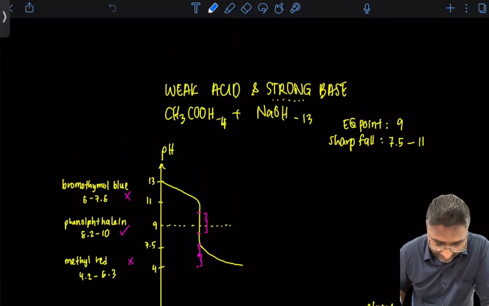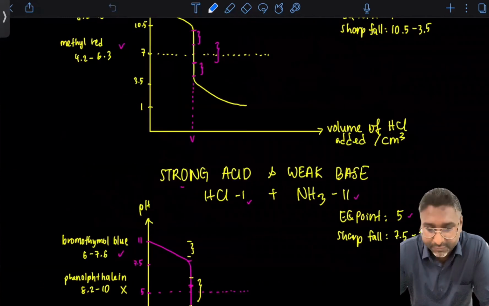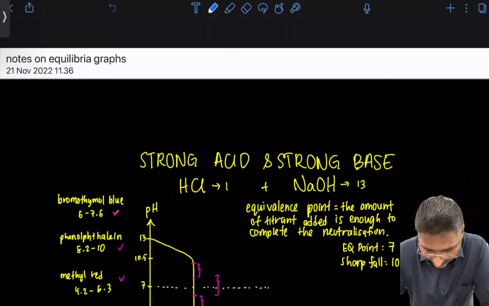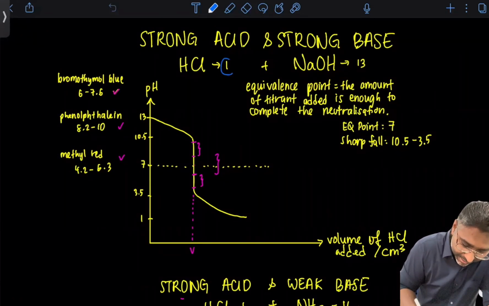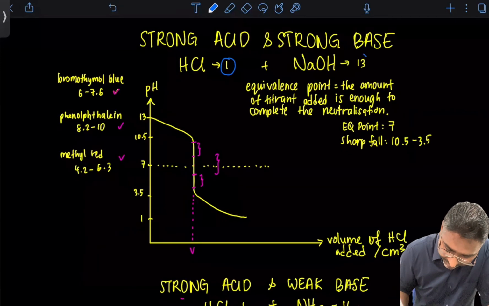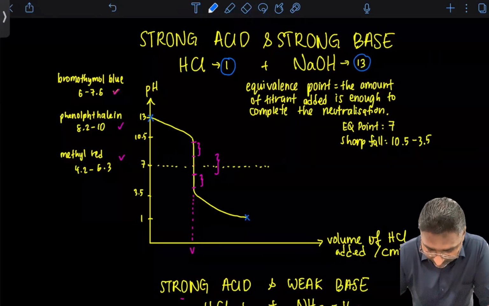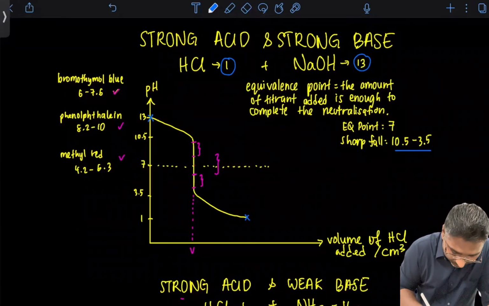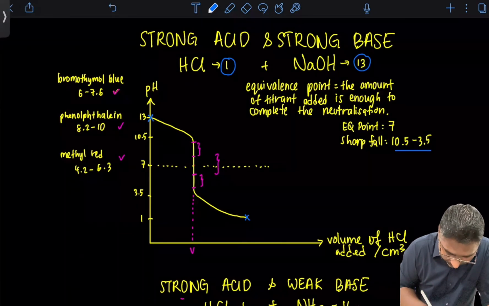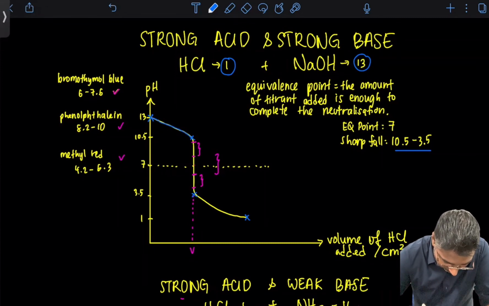Now if I have a strong acid and a strong base, for example HCl reacting with sodium hydroxide, HCl pH is 1, sodium hydroxide pH is 13. So you start from 13, you end with 1. The sharp fall is from 10.5 to 3.5. 10.5 I put over there, 3.5 is over there. So you just draw the graph from here to here, and this is going to be the sharp fall.